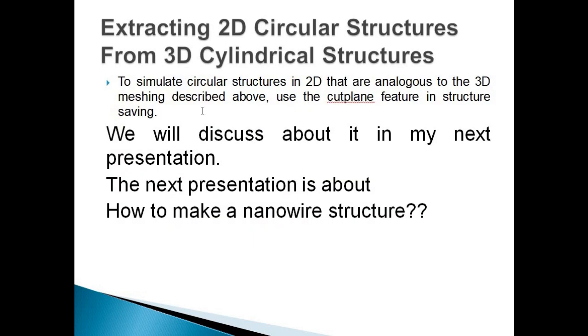Extracting 2D structure from the 3D structure. To simulate circular structures in 2D that are analogous to the 3D meshing described above, use the cut plane feature in the structure saving. We will discuss it in my next presentation. The next presentation is about how to make a nanowire structure, in which we will discuss the 3D structure in detail. Next slide please.